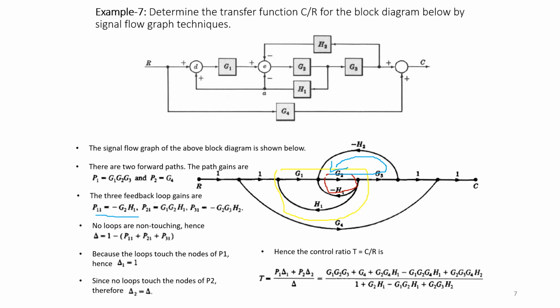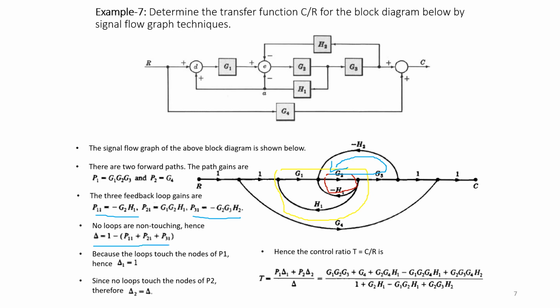L2 is taken as G1, G2, H1. And L3 is taken as minus G1, G2, H2. Now coming to the non-touching loops. Since I have only three loops, all the loops touch each other. So there are no non-touching loops.